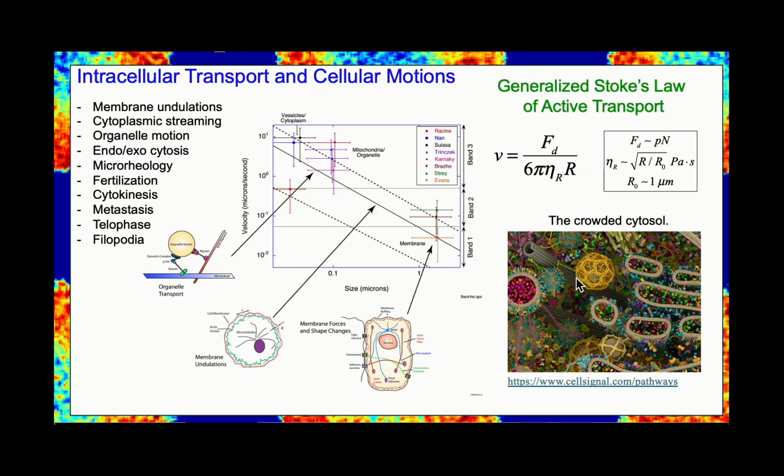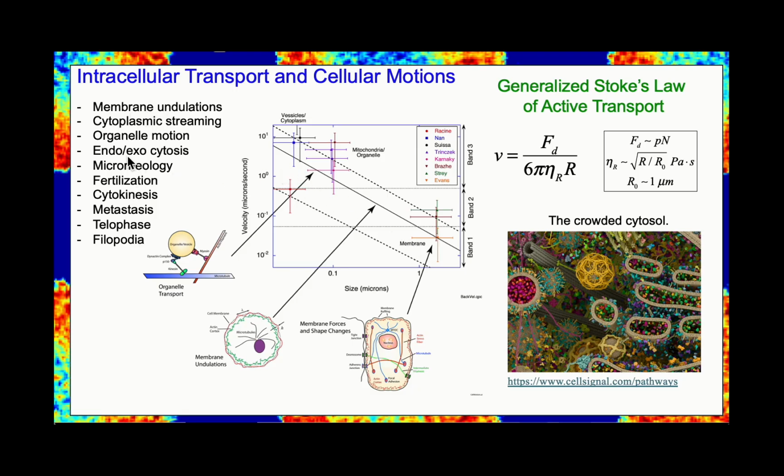Now, the viscosity inside the cell, it's a very crowded environment. And so it turns out the viscosity is scale dependent, but very roughly, there's a characteristic scale of about a micron, and the viscosity is roughly a Pascal second for objects that are around 1 micron. But there is a size-dependent viscosity. You put that into this generalized Stokes law for active transport, and you more or less get this line here with a lot of variability depending on what process.